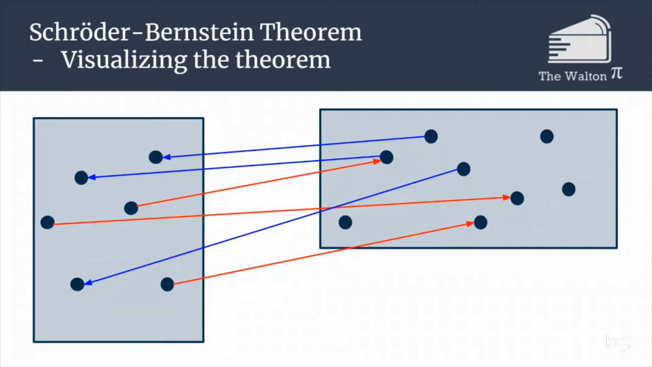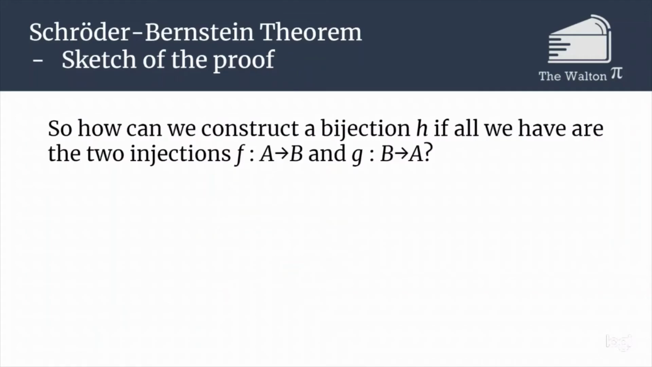So one way to visualize it is to think about A and B as different sets, and then we are sending different elements in one set to different elements in a separate set. So in this diagram, we have a set on the left and a set on the right, and the red arrows are representing the injection from our left set. Maybe that set is A. So the red is representing the injection from A to B, and the blue is representing the injection from B to A. We can then use this to visualize how we might go about proving the Schröder-Bernstein theorem.